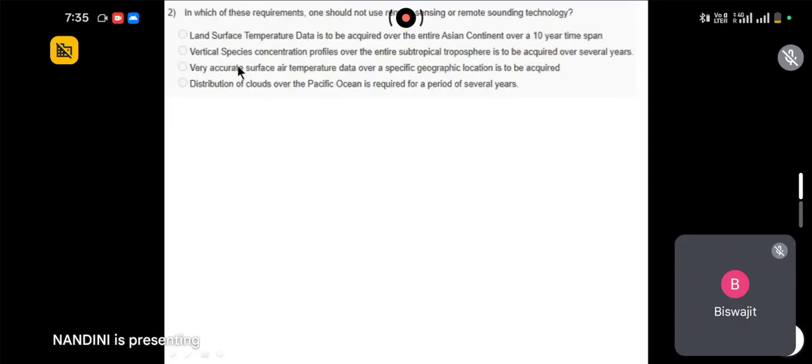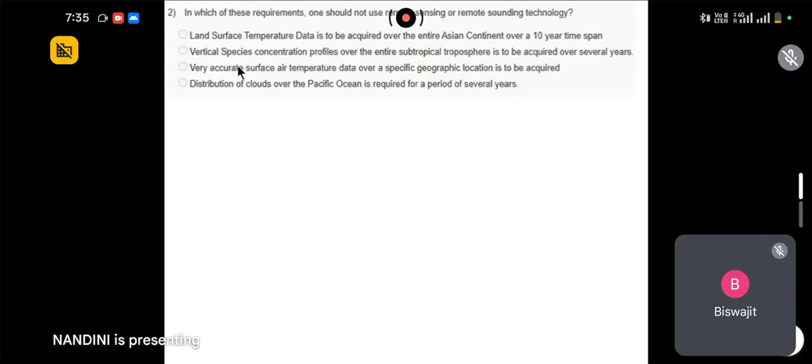Now, in which of these requirements should one not use remote sensing or remote sounding technology? The use of remote sensing is that we can have a wide spectrum of coverage, and there are its demerits also, in terms of temporal and spatial resolution. So the purpose is to get a wide spatial coverage. Among these options, for which requirement should we not use remote sensing technology?